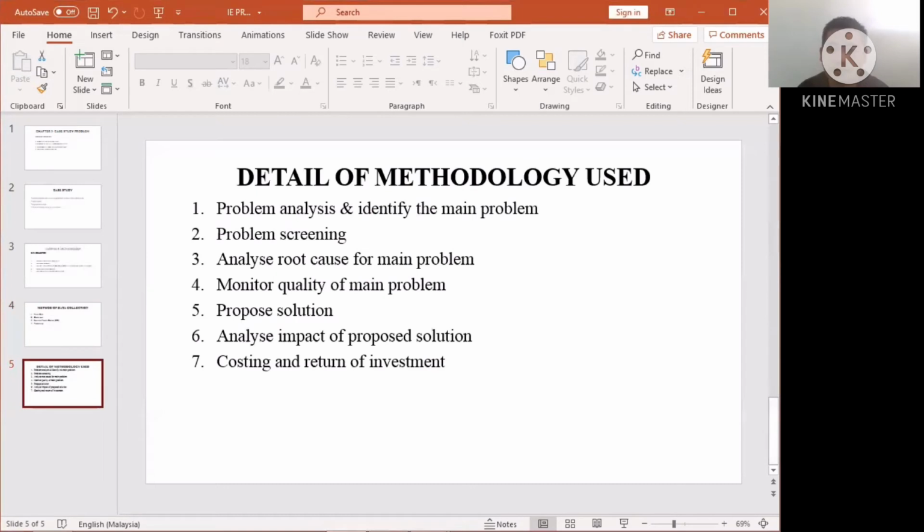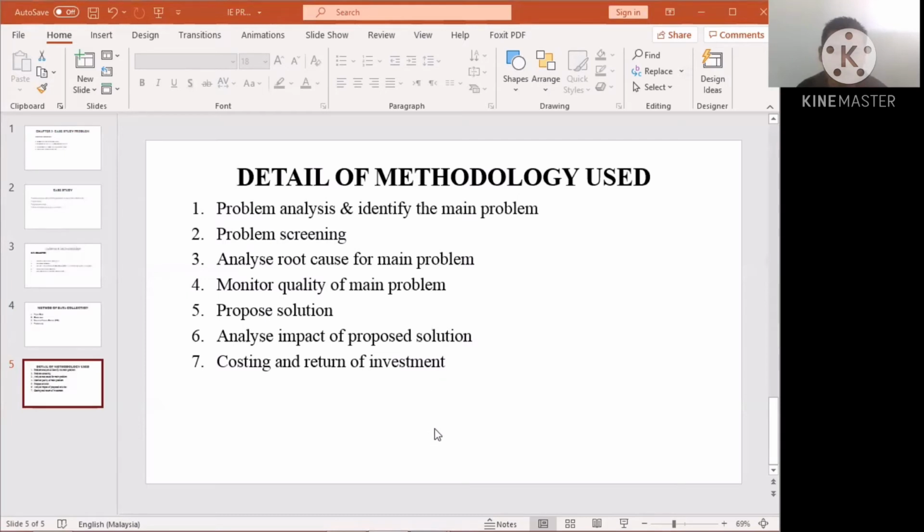Next, the details of methodology used. There are 7 details of methodology that we use. First one is the problem analysis and identifying the main problem. So for this part, we use the Pareto chart, because a Pareto chart is a graph that shows the frequency of defects and their overall effects.